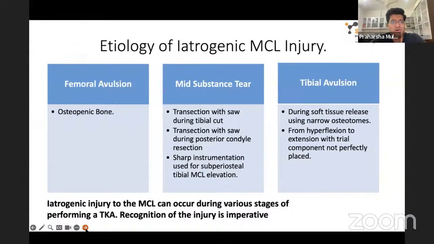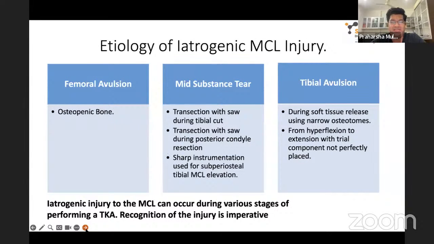So coming to the etiology of an iatrogenic MCL injury, it could be a femoral avulsion. It's very common, even if you have a decently balanced knee, it happens in those patients with very osteopenic bone. Mid-substance tears happen, as I said, with transection with a saw during a tibial cut or posterior femoral condyle cut. When you try to put your Hohmanns around the femur to protect from a medial cut also, if you do not take care, it can cause a subperiosteal elevation of the tibial insertion, both on the femoral and tibial side.